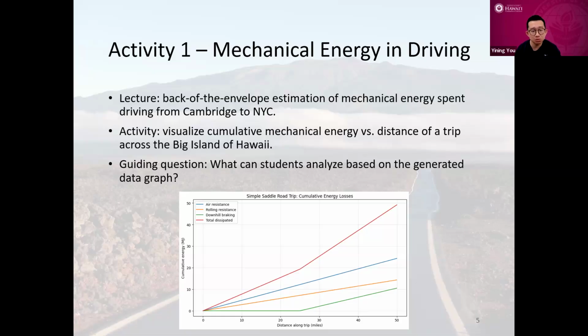And then by the end, we can also justify whether the generative AI is estimating the energy spent correctly if we convert mechanical energy, about 50 megajoules in total, to how much gasoline is used. And then we can relate to our real life. How much gasoline do we use driving from Hilo to Kona, which is from east to west? So that's one of the activities.